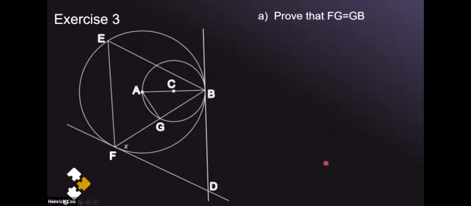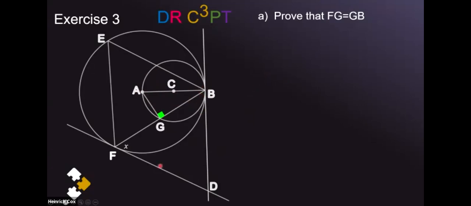Okay, so I'm going to start with the diameter, right? The diameter that we've got is AB, the diameter of the small circle, which means the angle that it subtends is going to be a 90-degree angle. So I'm going to put that in.